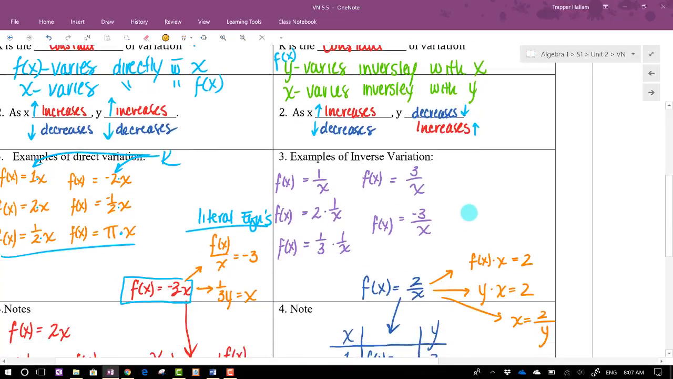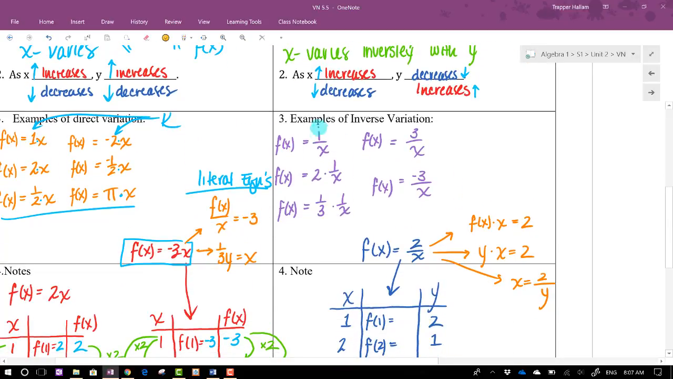I don't want to use the word opposite, because inversely is the word that describes it better, but let's take a look at what these would look like. So f of x equals 1 times k, or 1 over x, which 1 then would be your constant of variation. Here's another form. We could have 2 times 1 over x. We could have 1/3 times 1 over x. We could have 3 over x, or we could have negative 3 over x. So that's what you're looking for, that this x is the denominator, making these inverse variation.